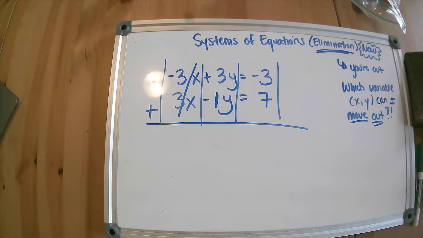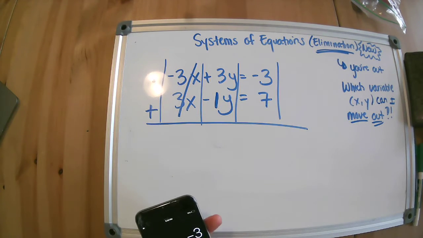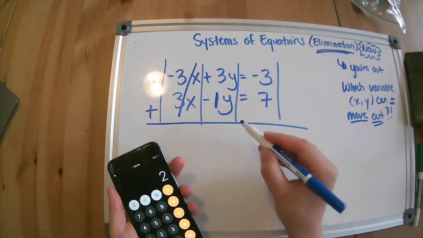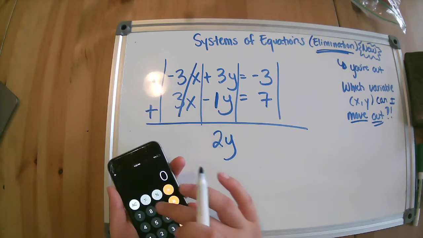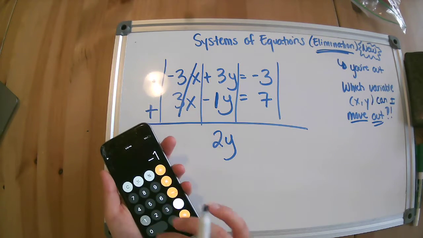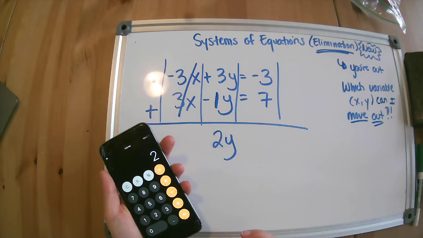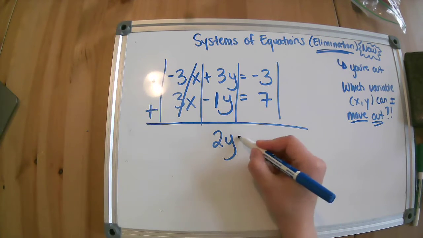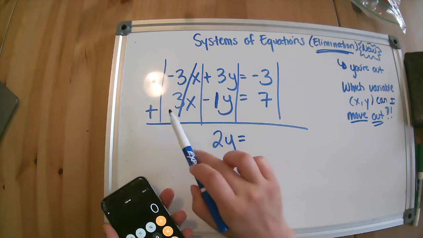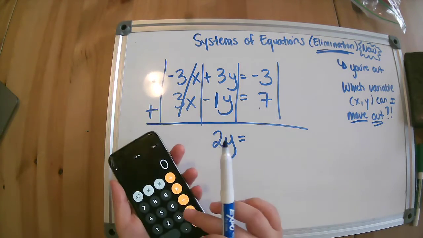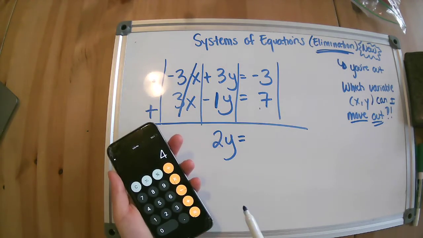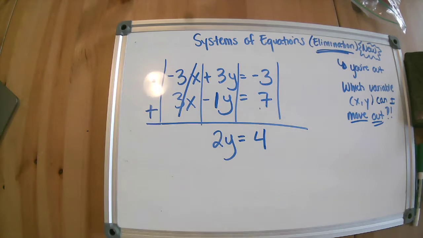So I do 3. Remember, you can either do 3 minus 1. That works, right? You get 2, 2y. Or you can do 3 plus negative 1. And you still get 2, okay? Then I'm going to do the next thing. So negative 3 plus 7. Negative 3 plus 7. And I get 4. So this side becomes 4.